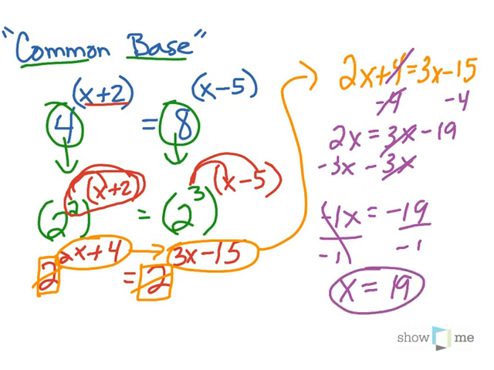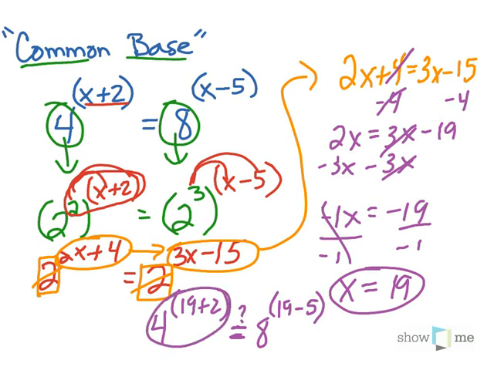Now, how do I know if that's correct? Well, I can always go back to my original equation, and if I need to, I can use a calculator, and I can say 4 to the 19 plus 2, which, by the way, some of these numbers are going to get really big, equals 8 to the 19 minus 5, and I just want to know, is that equal? So I calculate this, and I see if I get the same gigantic number. And if I do, I did this correctly.